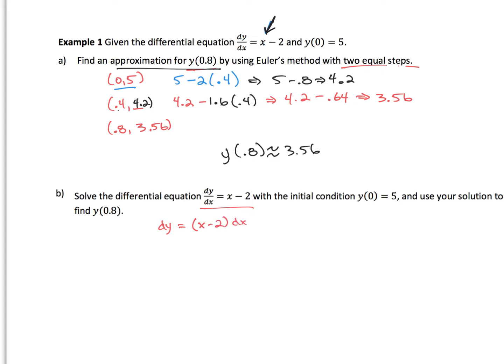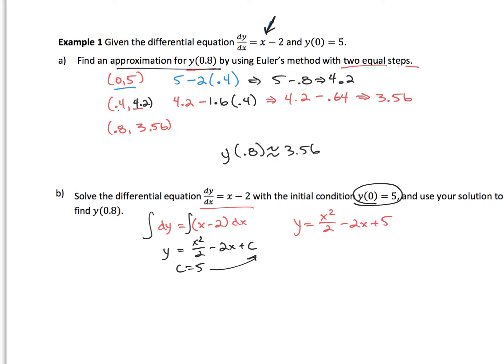All right? And so now, what's my antiderivatives? y is equal to x squared over 2 minus 2x plus c. Now what do we need to solve for? c. I need to solve for c by substituting in my initial condition. So my x is 0. My c is actually what? 5. Now I'm going to take that and substitute back in. So now I have the equation y is equal to x squared over 2 minus 2x plus 5.